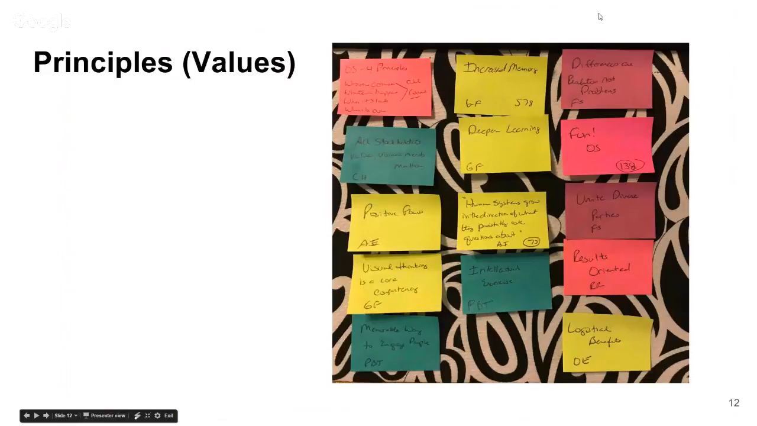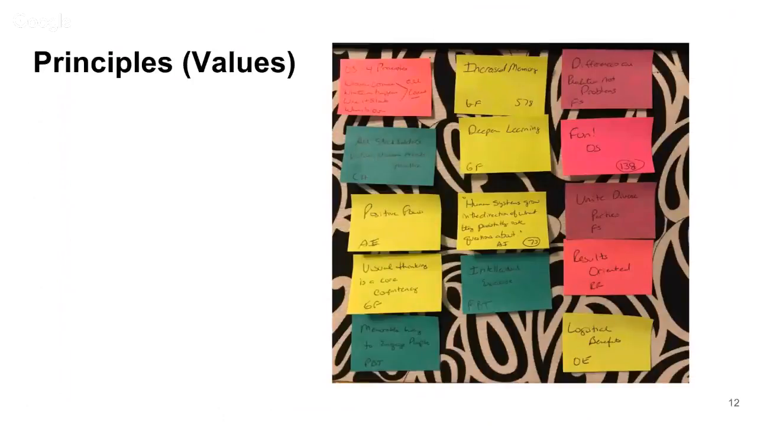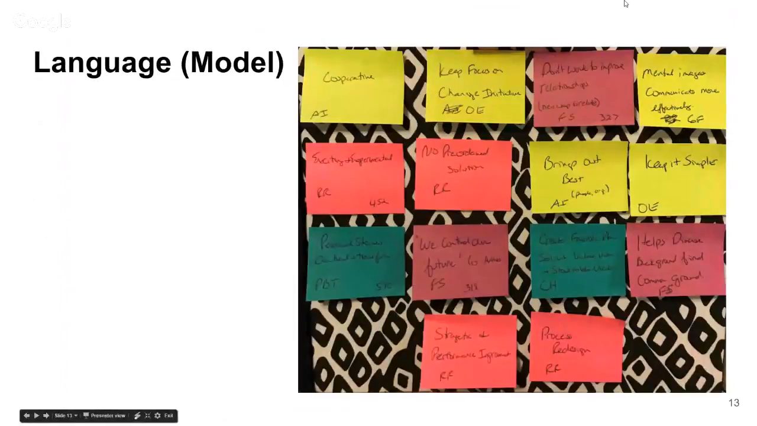The principles or values. A good description of this is to describe the ways in which we act and interact with each other. What are the simple rules and or core beliefs involved? Language or model. The language should describe the method using key phrases or visuals that most people can understand.